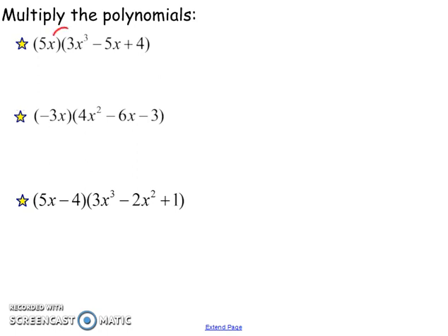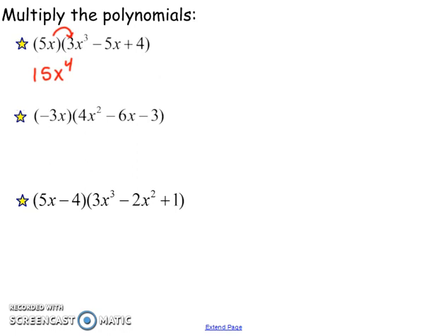So the 5x is going to get multiplied to each term. So 5x times 3x cubed. Well, 5 times 3 is going to give me 15. And then x times x cubed is x to the 4th, because I have x to the 1st with the 5, and then x to the 3rd, that's with the 3. And then I add the 1 and the 3, and I get 4.